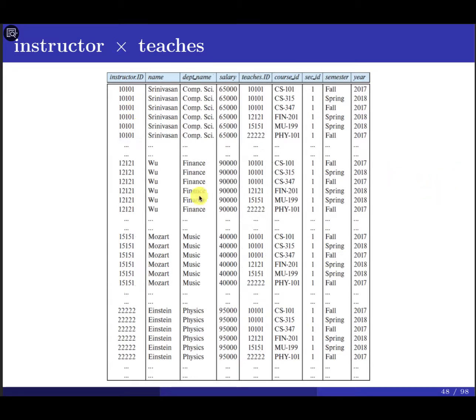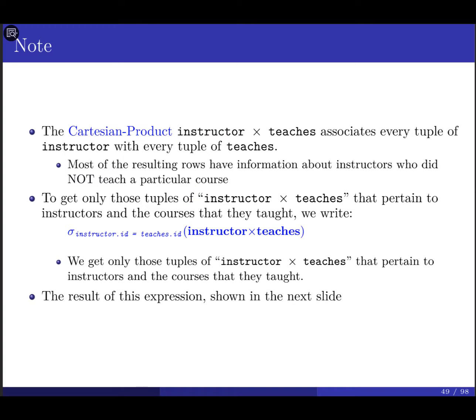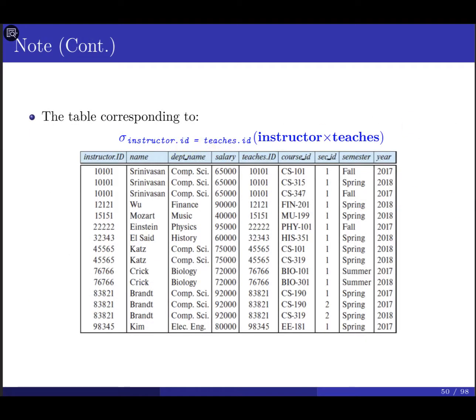What I've specified here is selection, instructor ID equals teaches ID, after performing the Cartesian product. Now you see that all these tuples only have information about instructors who did teach a particular course. Clear?